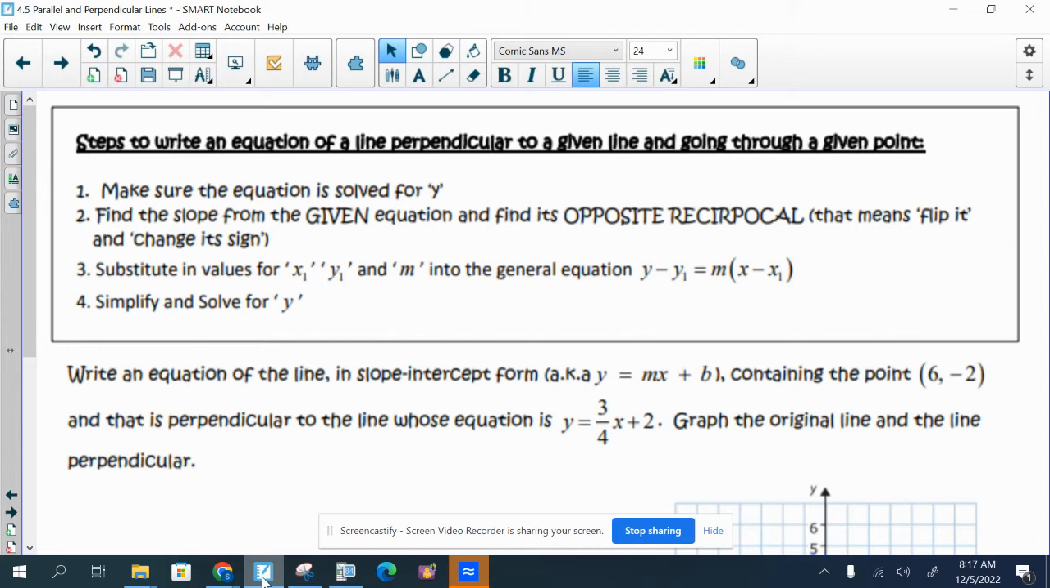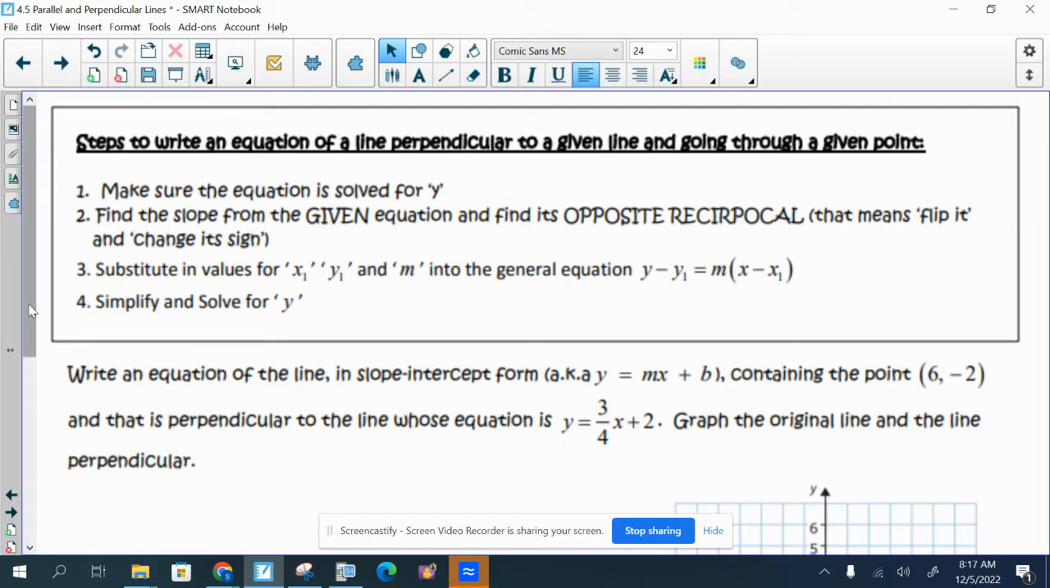Hi everyone. In today's lesson, we're going to learn how to write equations of perpendicular lines. These notes can be found in your 4.5 note packet, the last 2 pages. So the steps are pretty similar, except we are going to find the perpendicular line. So we're going to take the opposite reciprocal. That means flip it and then change the sign.